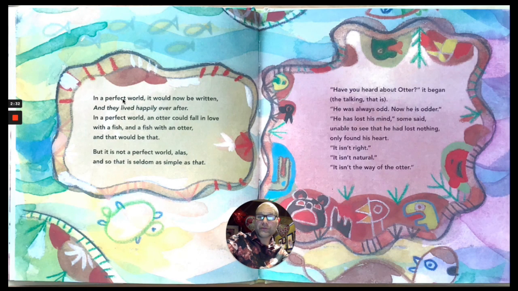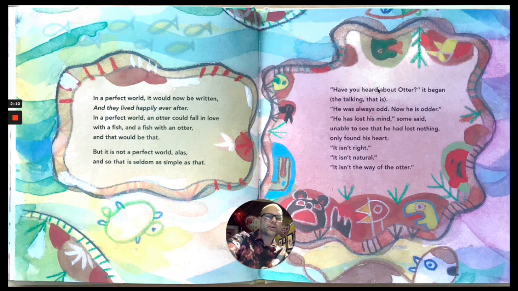In a perfect world, it would now be written, and they lived happily ever after. In a perfect world, an otter could fall in love with a fish, and a fish with an otter, and that would be that. But it is not a perfect world, alas. And so that is seldom as simple as that.